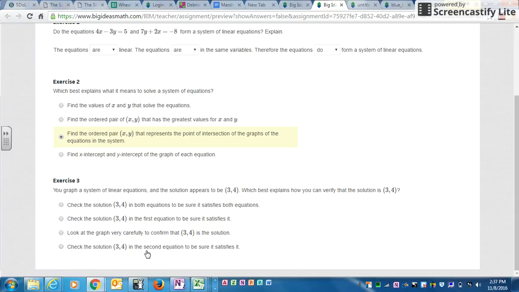Or check the solution for the second equation. So it's obviously not going to be only check one or the other. We're going to have to check both. And checking both would be better than just looking carefully at the graph. So that would be this one. And that is where you check the solution 3, 4 in both equations. And we will practice that more, hopefully, at some point during class.